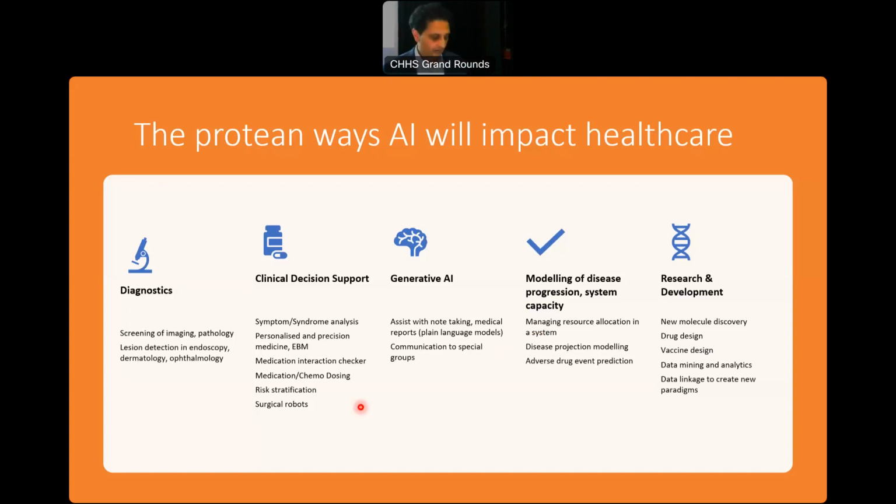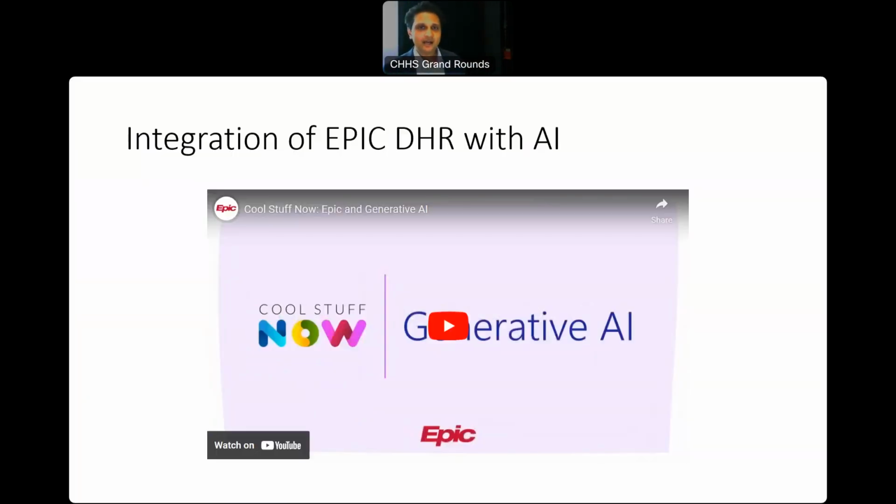Just in the interest of time though, I'm just going to talk about the first one, which is generative AI and AI as a clinical decision tool. And then the other speakers will be talking about some other aspects of AI that are currently available.